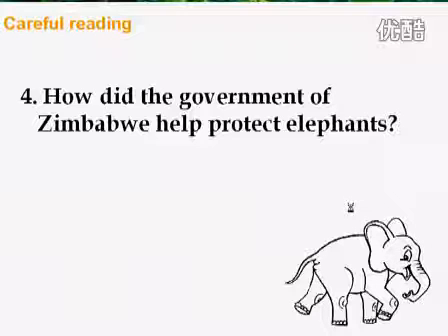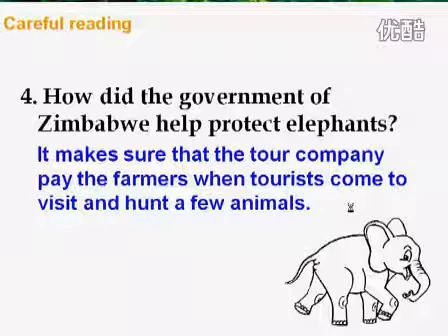Okay, yeah. It makes sure that the tour company pay the farmers when tourists come to visit and hunt a few animals. It here refers to the government in Zimbabwe, right? It makes sure that the tour company pay the farmers when tourists come to visit and hunt a few animals.